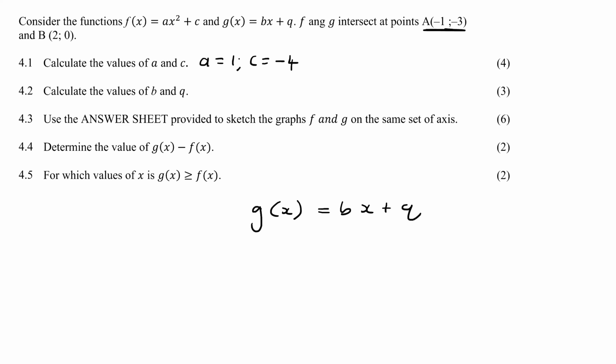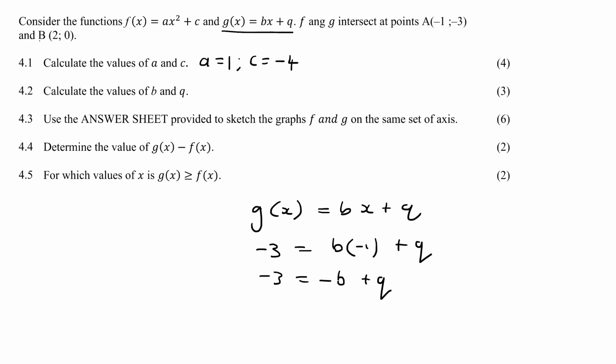So I'm going to start with this one over here. Remember, that is x, that is y. And so that goes in the place of y. Minus 1 goes in the place of x, and then plus q. And so that's going to give minus 3 equals negative b plus q. Just remember that that's not a 6, that's a b.